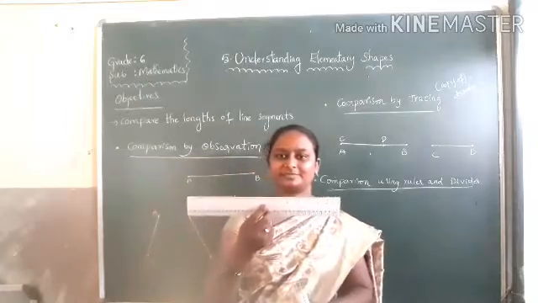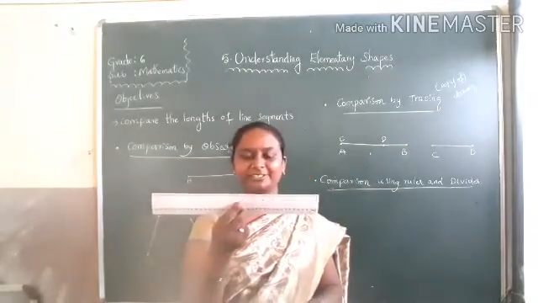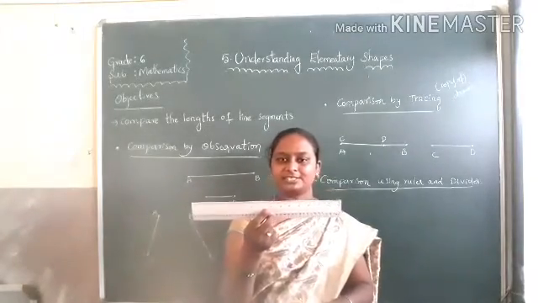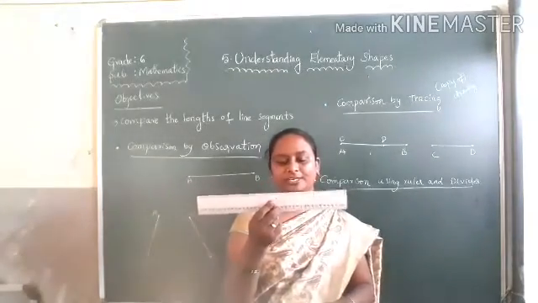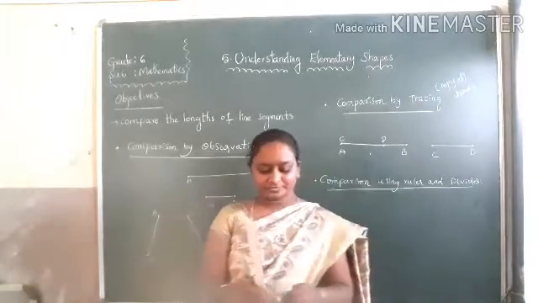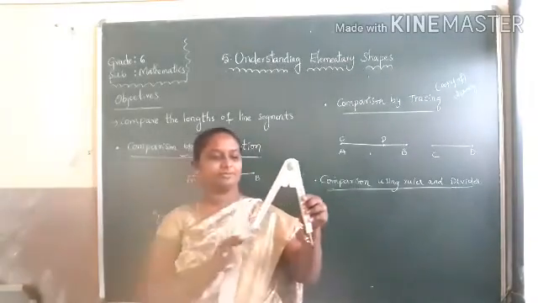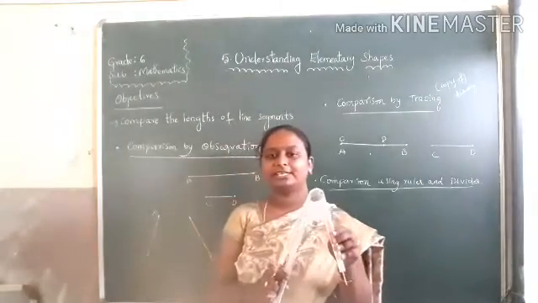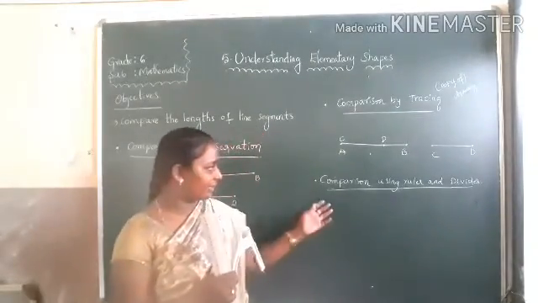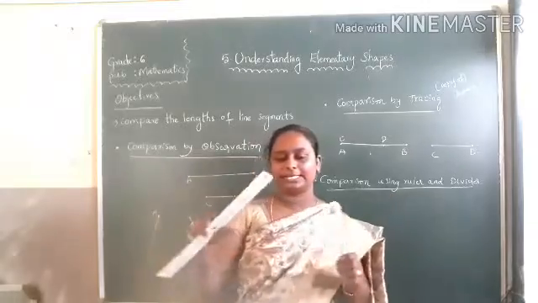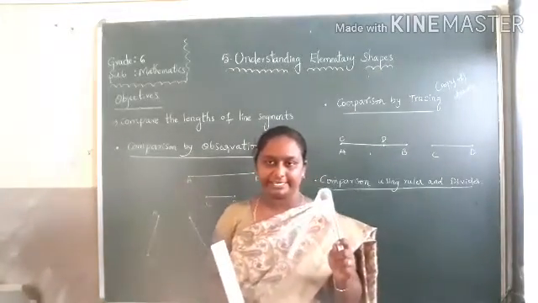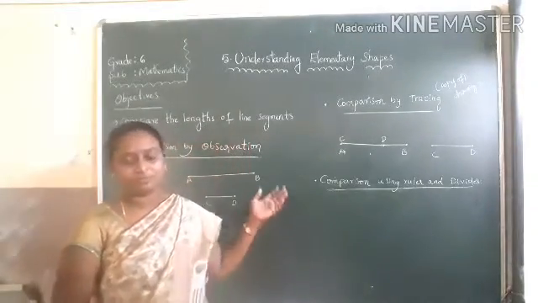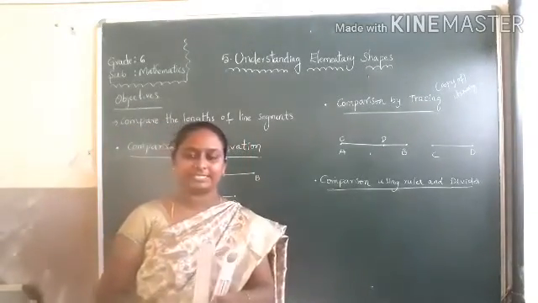What is this? Very good. It is a ruler. Okay, so we have to call it a ruler. And what is this? It is a divider. So to compare the line segments by using a ruler and divider, now let us check whether this will give an exact accuracy result or not.